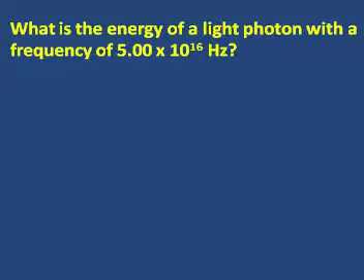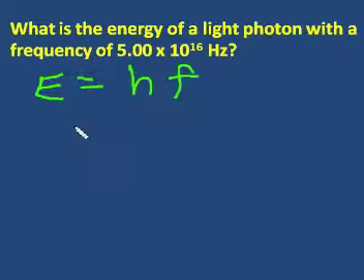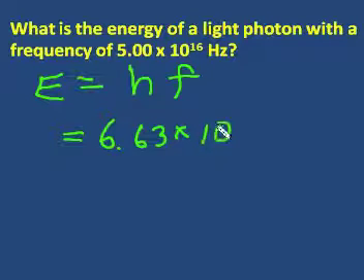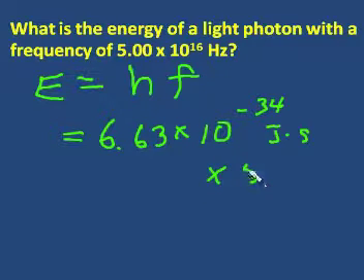Here's a question. What is the energy of a light photon with frequency 5 times 10 to the 16 hertz? Well, we take the formula, E equals h times f, and we merely plug everything in. h is 6.63 times 10 to the minus 34. Again, it's fine to memorize, but you will be given it. And that is joule second. And multiply by the frequency, 5 times 10 to the 16.